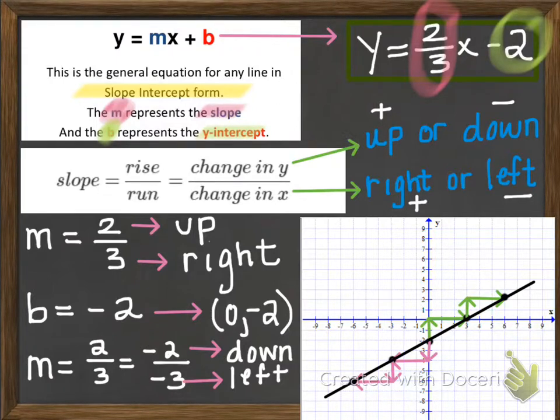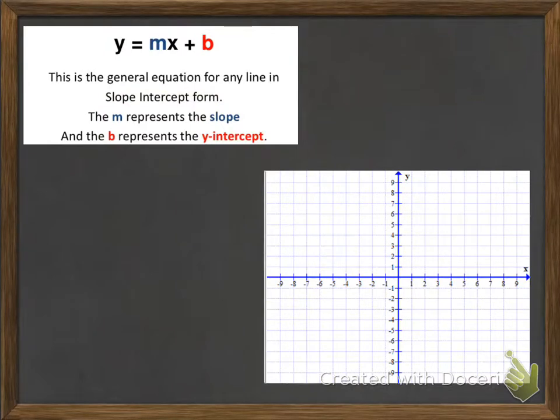But remember what I said before, the line extends indefinitely in both directions. So we're not totally finished graphing until we put those arrows on each side of the line. Now we have a collection of ordered pairs that extends indefinitely in both directions, which is a visual representation of the equation y equals 2/3 x minus 2. Let's take a look at another example.